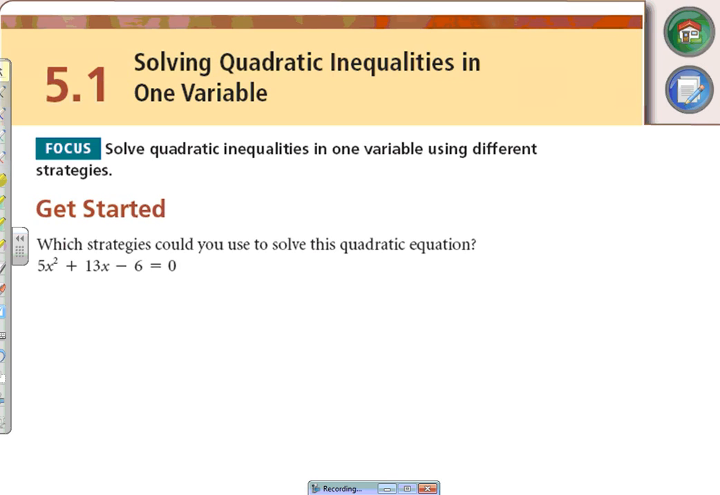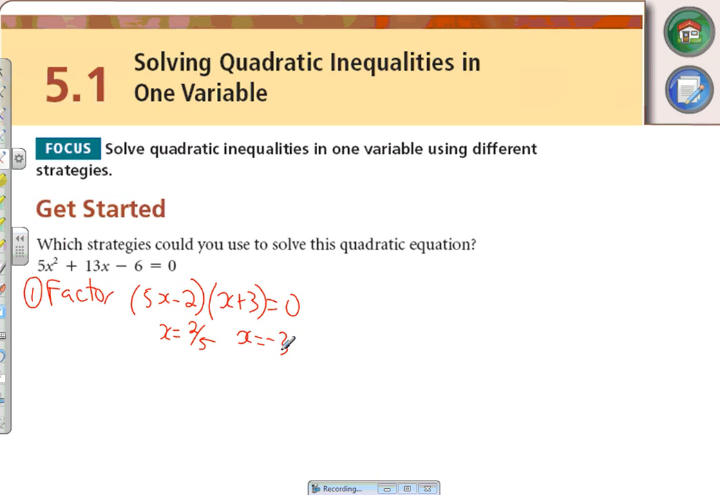Well, you were taught 4 strategies to solve a quadratic. 1, we could factor it. And if we factored it, it actually would factor into 5x minus 2 and x plus 3 equals 0. Which would then give you x equals 2/5 and x equals negative 3. So there's strategy number 1.